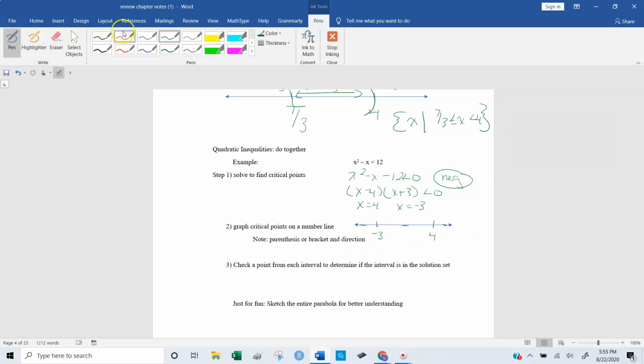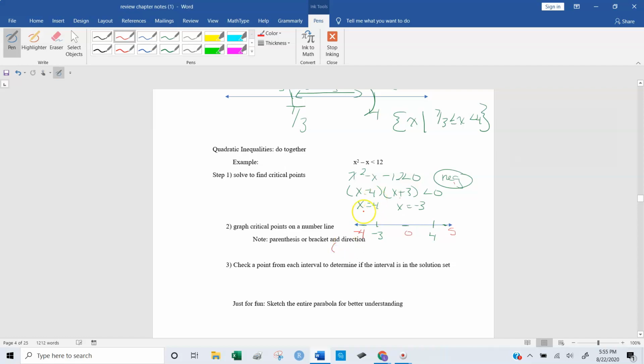So I need to pick numbers in each section here. I'm going to pick a negative 4 on the left of negative 3. In the middle section, I'm going to pick 0. And in this last section, I'm going to pick 5. Well, you can pick any numbers in there you want, I just chose some. We're going to plug these numbers into this equation and see if I get a negative number. I'm not actually going to do all that math because that takes too long.